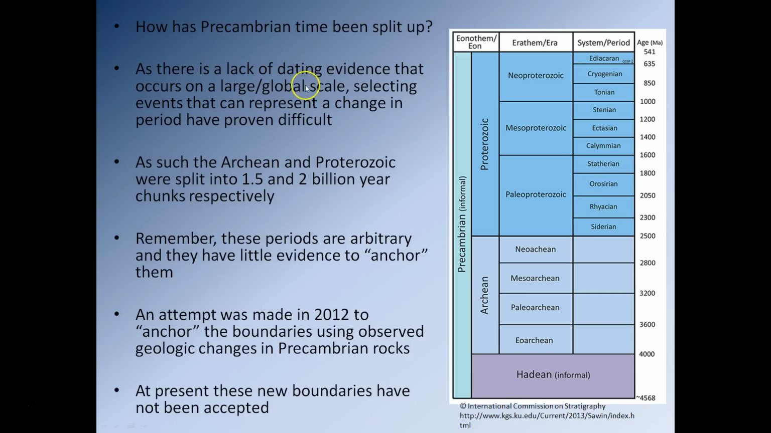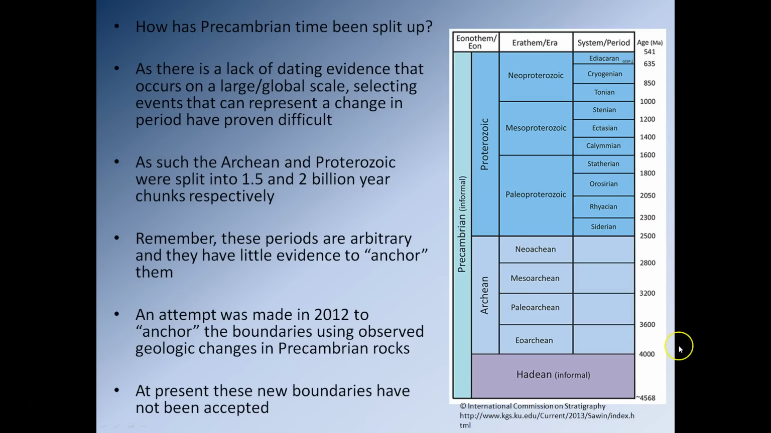So, as I said, because there's a lack of dating evidence on a large global scale, selecting the events that can represent the changes that allow us to define these boundaries has proven rather difficult. Because once again, we want a change in fossils, we want a change in rock type, we want some kind of very obvious thing to happen that tells us we're moving across one boundary and into a new period, era, or eon. But we don't have that in the Archean.